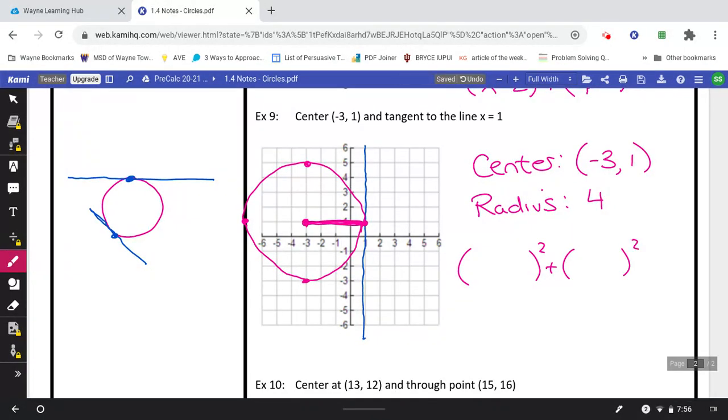And now we plug everything into the equation. Remember, we're going to change the h and the k. So +3, -1. And when we're going to put the radius into the equation, we still want to square it, 16.